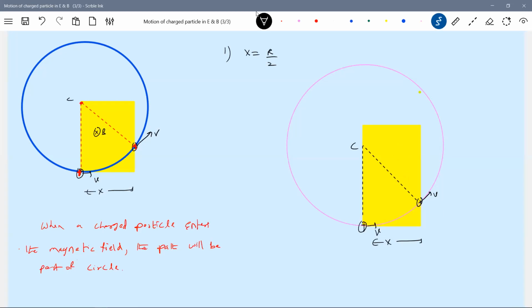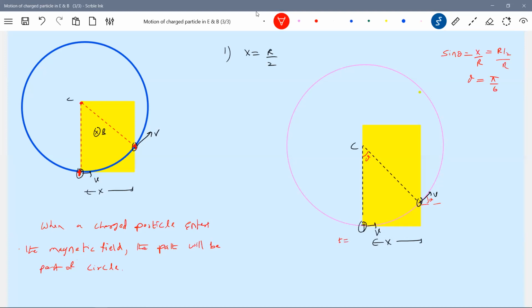So this will be theta. And what is the deviation? I'm asking you. What we know is the formula: sine theta equal to x by r. What is x? x equal to r by 2. First condition, x equal to r by 2. So this is r. Therefore theta equal to pi by 6.